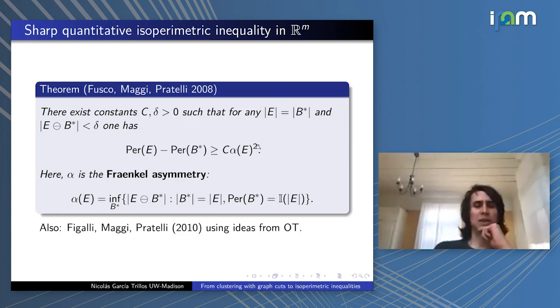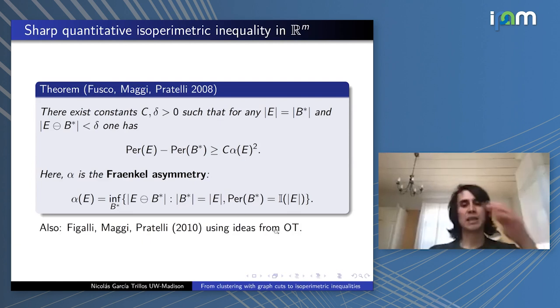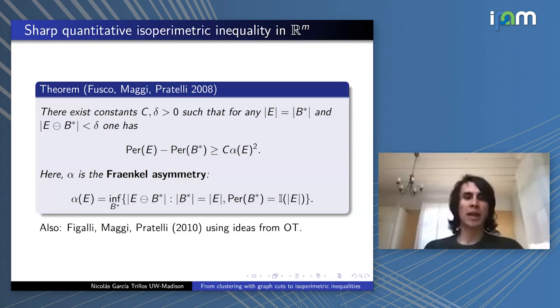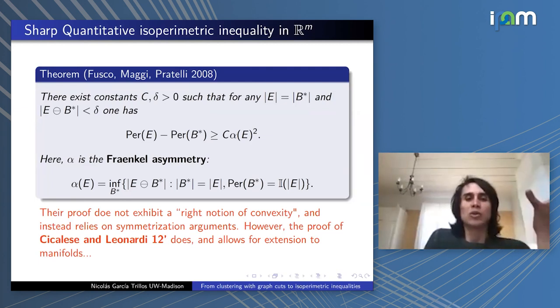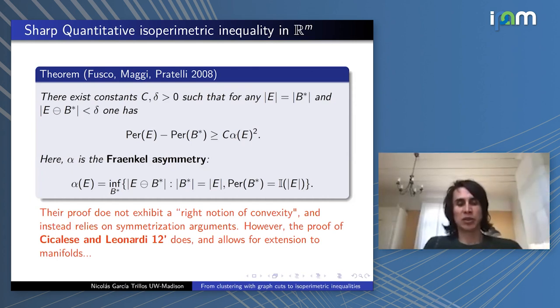After that, there was a paper by Fusco, Maggi, and Pratelli, who also considered the same problem, but now using different ideas and maybe generalizing to anisotropic perimeters and so on. But one of the things that this proof does is use arguments that are somehow unique to Rn. They rely on symmetrization arguments.